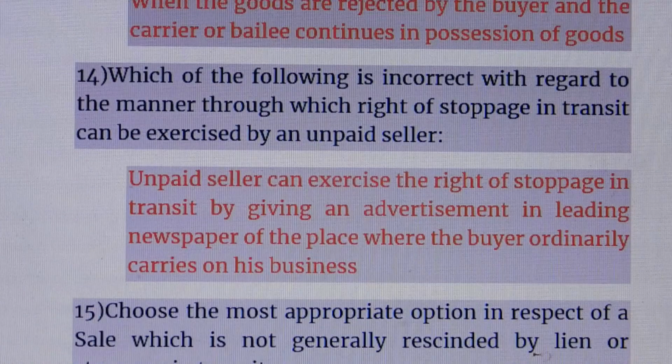Question number 14. Which of the following is incorrect with regards to the manner through which right of stoppage in transit can be exercised by the unpaid seller? Answer is unpaid seller can exercise the right of stoppage in transit by giving an advertisement in leading newspaper of the place where the buyer ordinarily carries on his business.